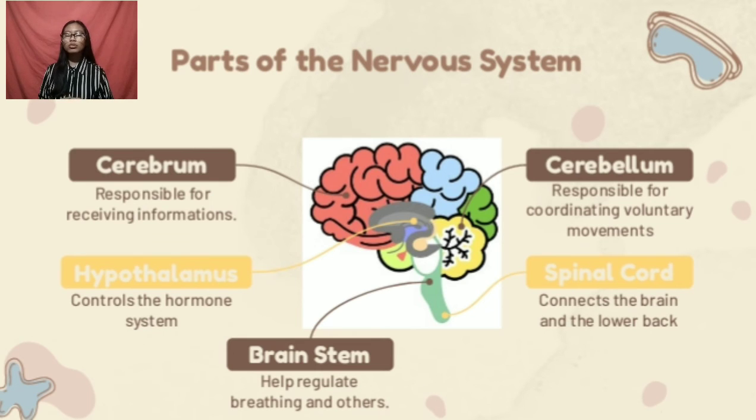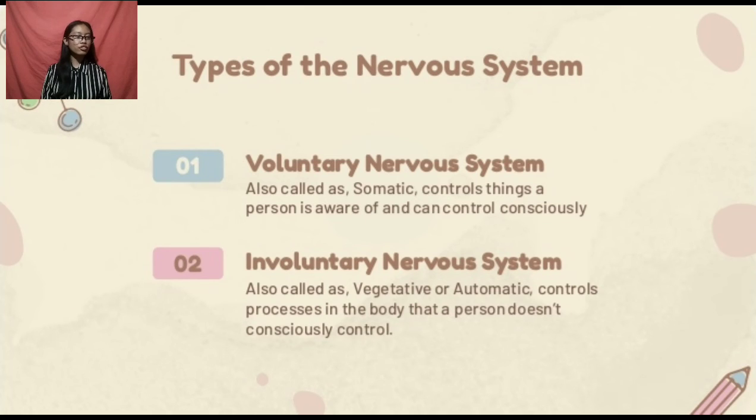So the last part that we will be discussing in this video is the spinal cord. So the spinal cord is a long, tube-like band of tissue. It connects your brain to your lower back. Your spinal cord carries nerve signals from your brain to your body and also from your body to your brain. So we are moving on to the last part, which is the types of the nervous system.